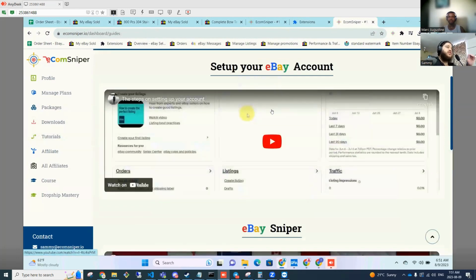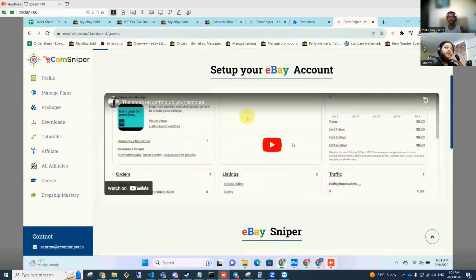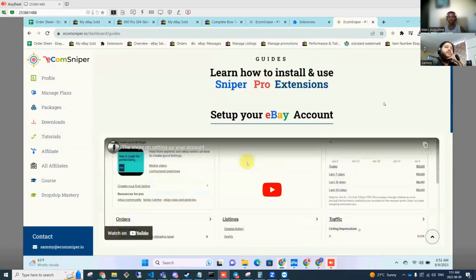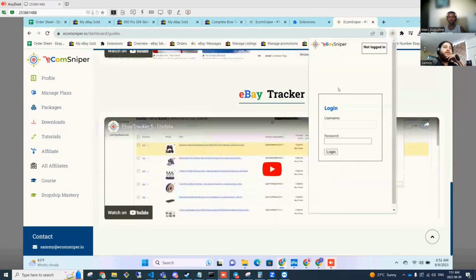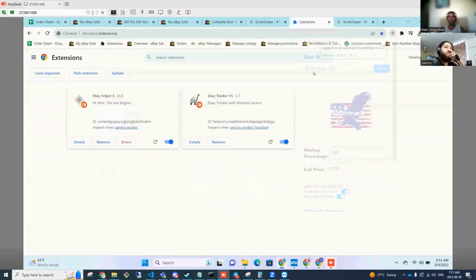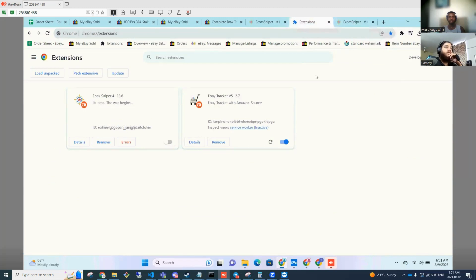The tutorial is going to show you how to set up your eBay account and set up the eBay Sniper. eBay Sniper is our listing software. It's this thing right over here, which I'm going to turn off right now, and I'm just going to show you guys the tracker. So the tracker, let's open it up. I'm going to pin it.